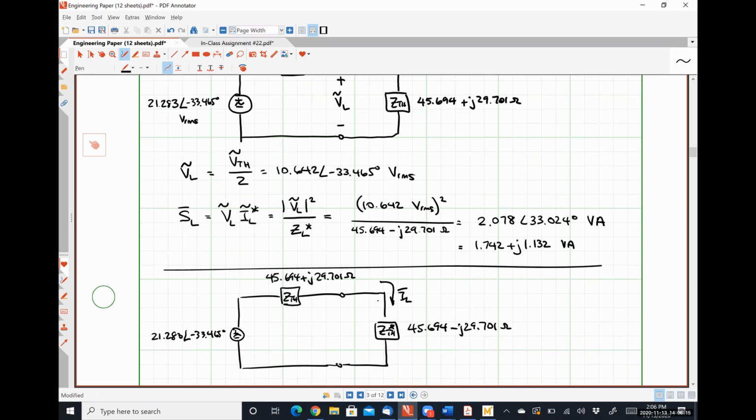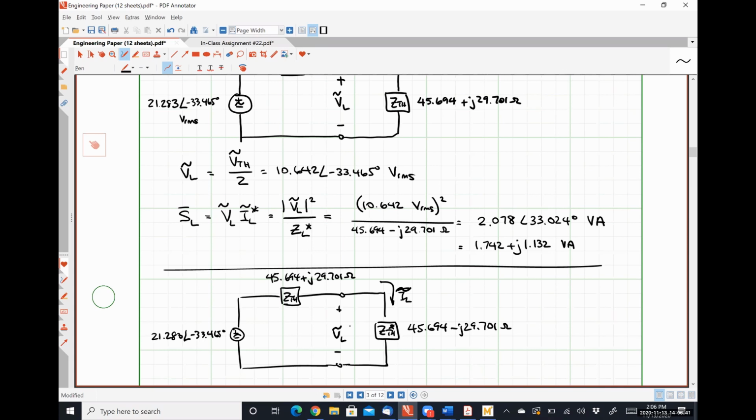Here's our quantity IL. Sorry, that should be an RMS phasor. Here's our quantity VL. Which of these two would you like to calculate? There isn't a wrong answer, but there's a more right answer, I guess. I'll kind of walk you through this.